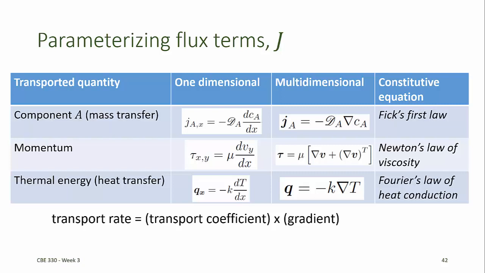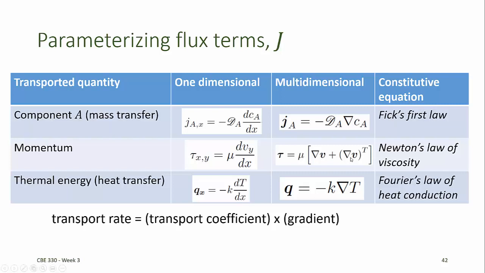Recall that the total mass balance equation does not have a flux term. For the component A mass balance equation, the flux term is usually described by what we call Fick's first law of diffusion, which describes ordinary molecular diffusion in either one dimension or in 3 dimensions. The momentum flux term requires parameterization of the shear stress tensor tau. An individual component of the shear stress tensor may be obtained from something like Newton's law of viscosity.